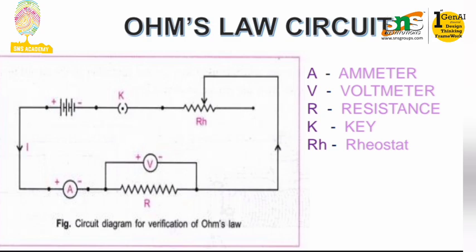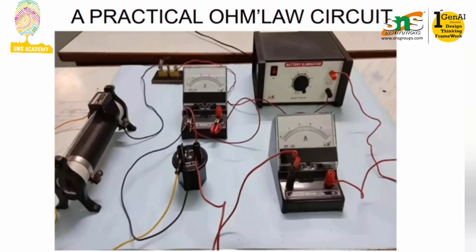So V by I is equal to a constant, and this constant is denoted by the letter R. R is a constant for a metallic wire at a given temperature, and it is called resistance. It is a property of a conductor to resist the flow of charges through it. The SI unit of resistance is ohm, and it is denoted by the Greek letter omega. According to Ohm's law, V is equal to IR, or R is equal to V by I, or I is equal to V by R.